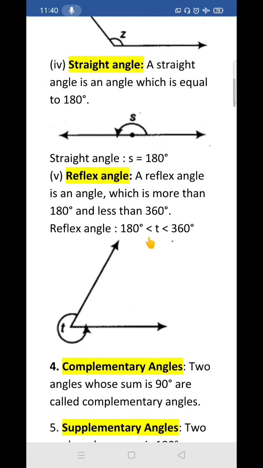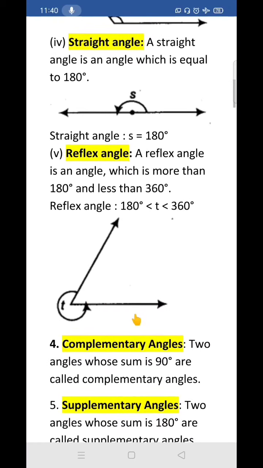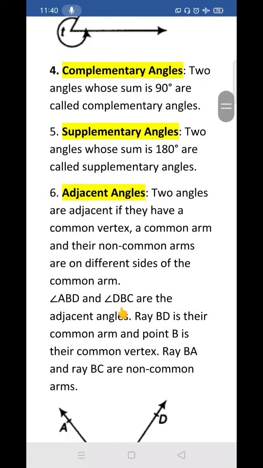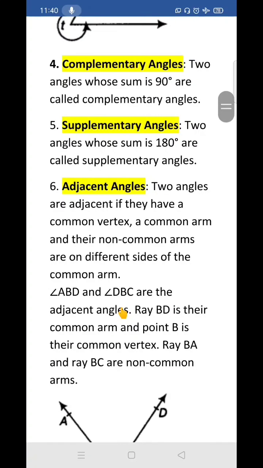The next one is reflex angle. A reflex angle is an angle which is more than 180 degree. This is 180 degree, right? So a reflex angle is more than 180 degree and less than 360 degree. Now other angles we'll study, that is, what are complementary angles.